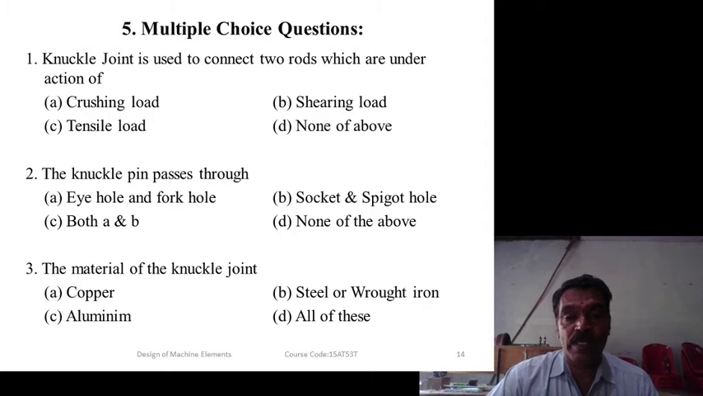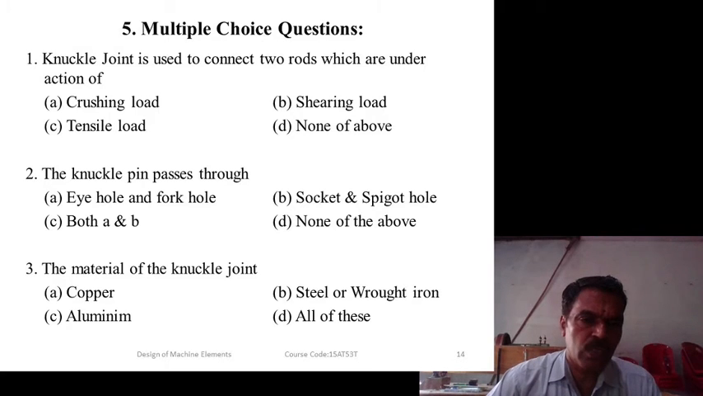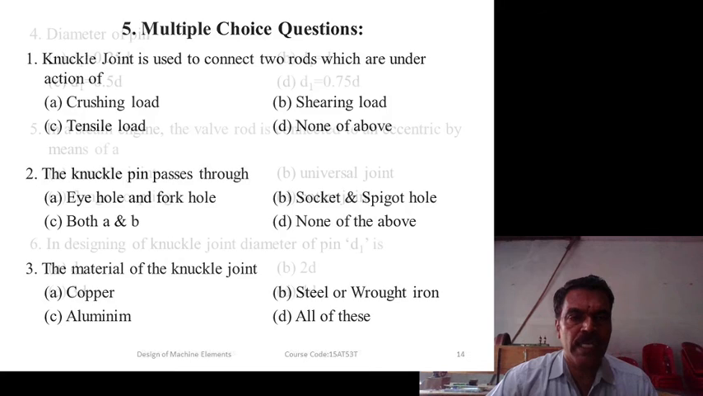So here copper is not the right answer. And second thing is aluminum, it is also not a suitable answer. And third one is steel or wrought iron. So this is the correct answer, that is, B is the right option for question number 3.